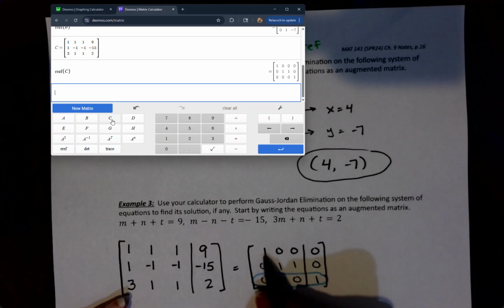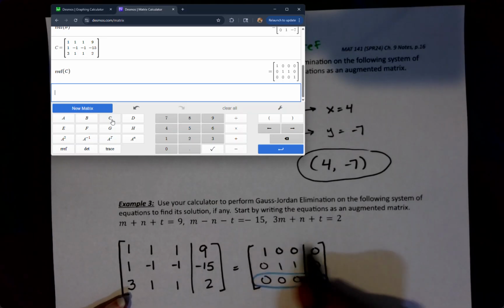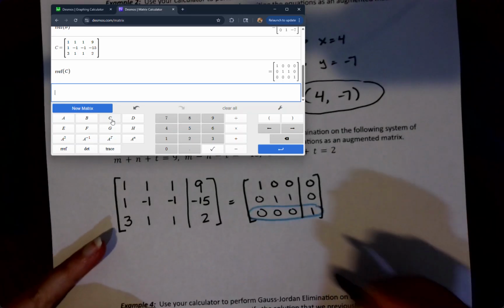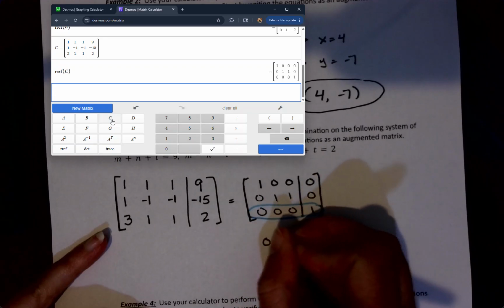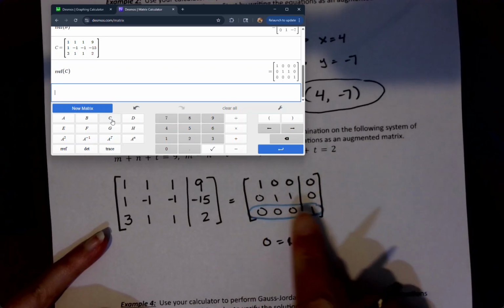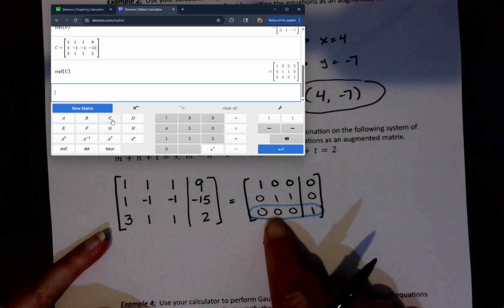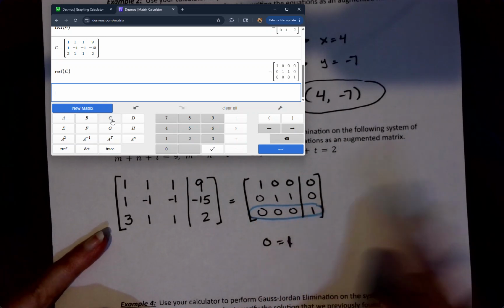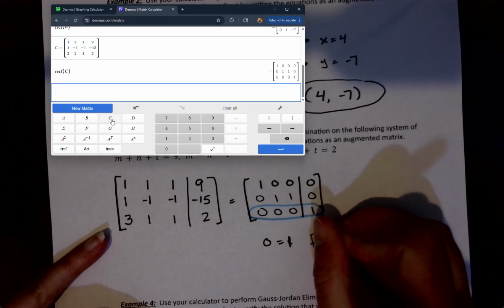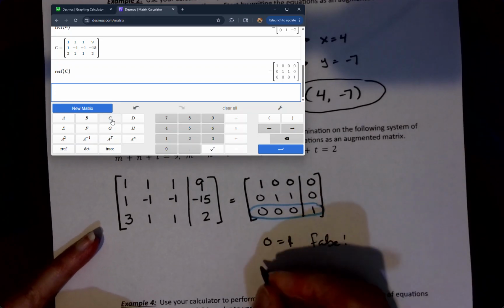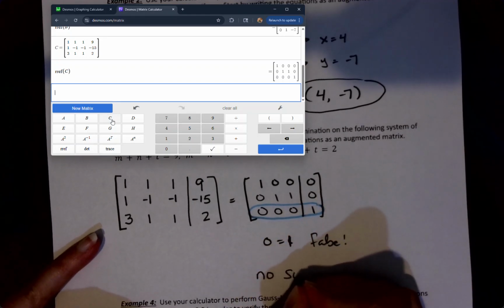So it's not going to be true that I can solve the top 2 rows since that bottom row is false. This tells us that 0 is equal to 1. 0x plus 0y plus 0z, that's 0, equals 1. So this is false, and this system has no solution.